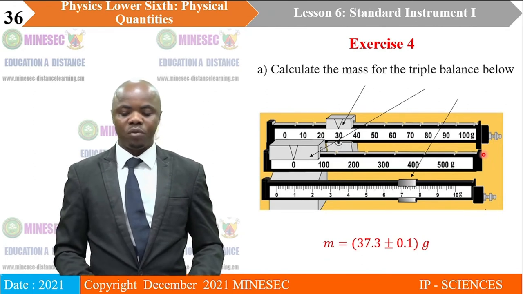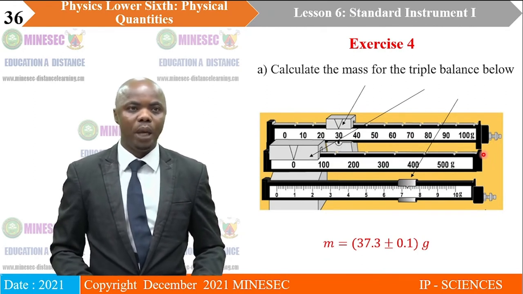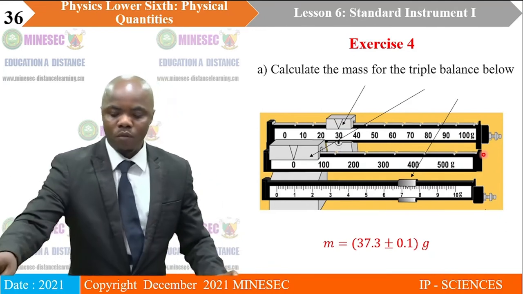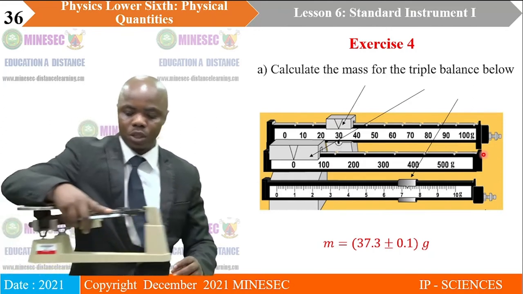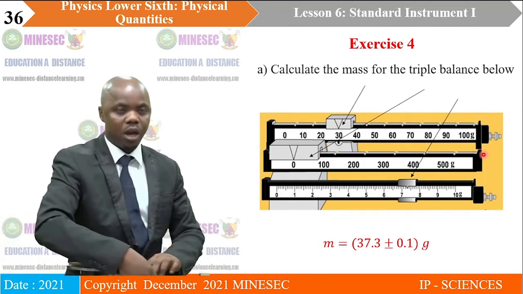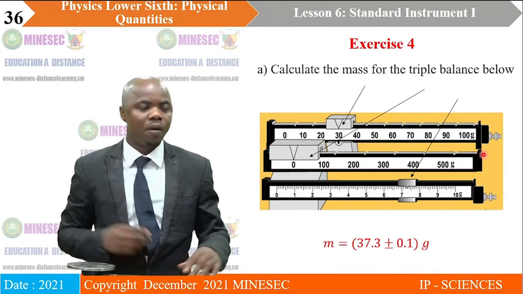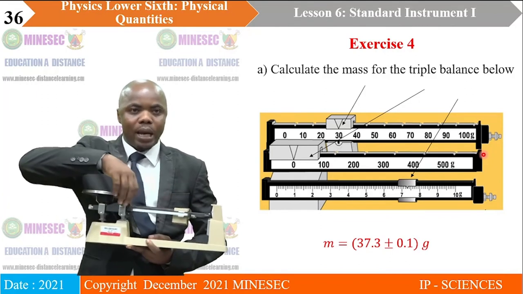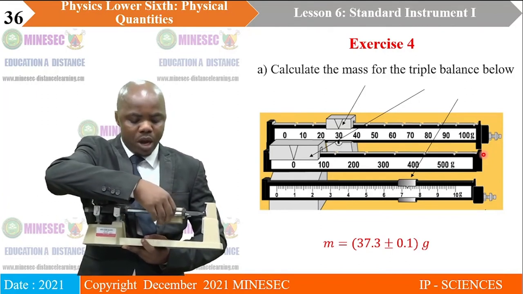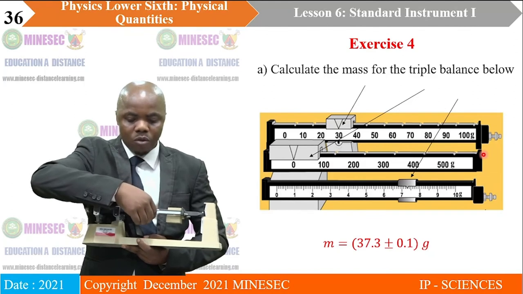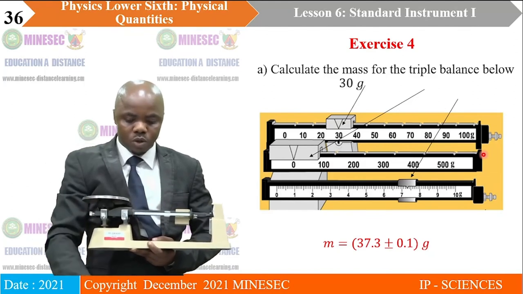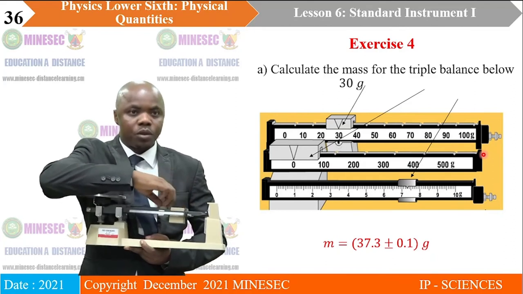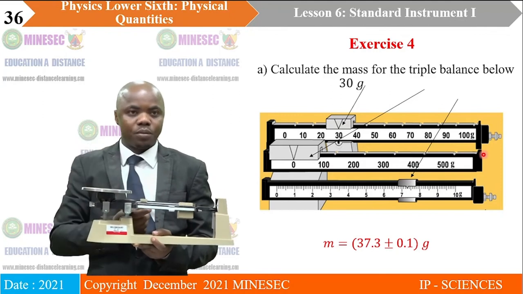Calculate the mass for the triple beam balance below. We have three scales. So if I bring my triple beam balance back, as I was illustrating before, we have three scales. So the first scale is, according to my diagram on the screen, somewhere around 7. I have to be very careful to read. So this first scale here is at 30 grams.